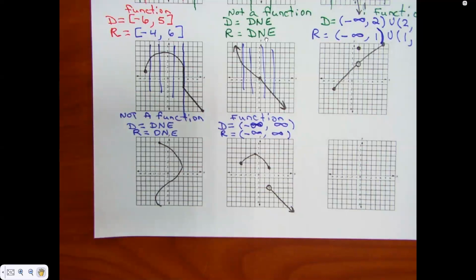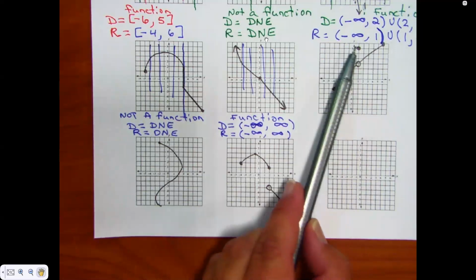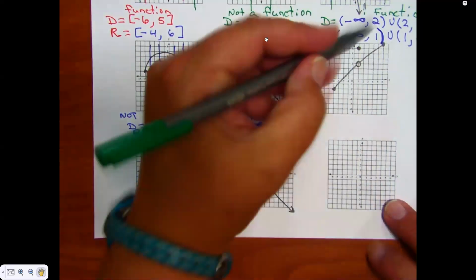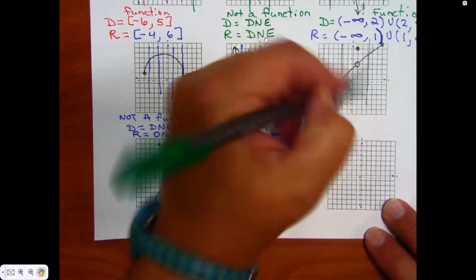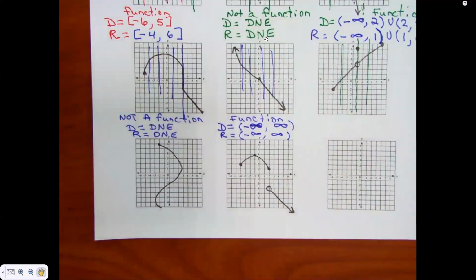All right, how about the next one? What do we have there? We have a hole or removable discontinuity. But there happens to be a point up there, but that's okay. I think we're good every place except here, but a hole does not count. A hole does not count. So I literally am only touching the graph the one time. That's the whole purpose of the hole. So this is a function.